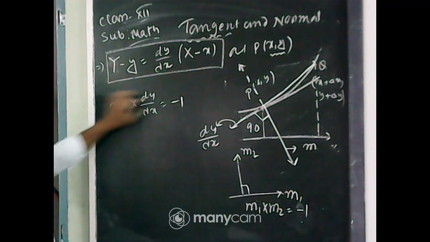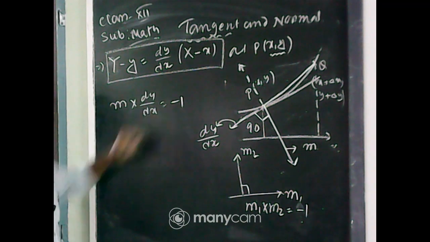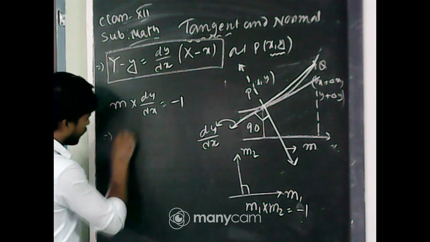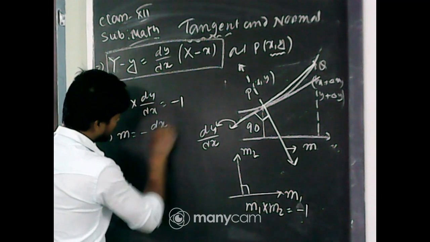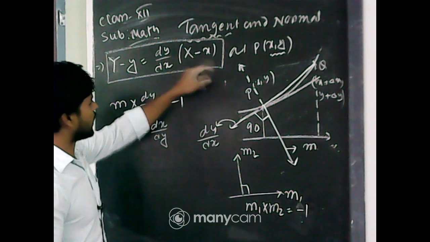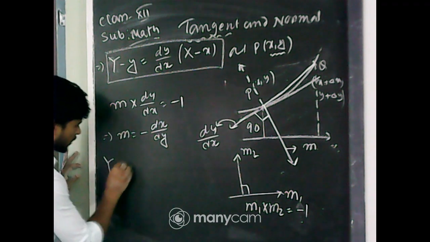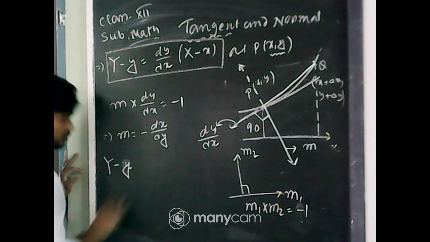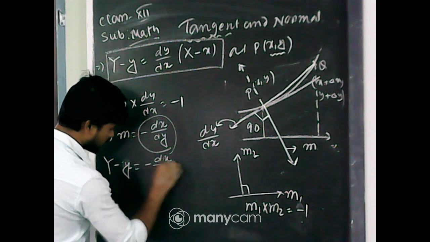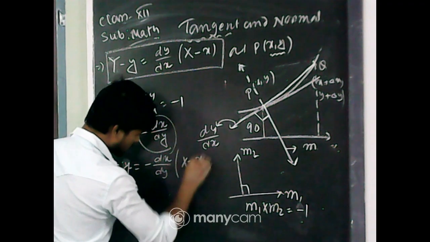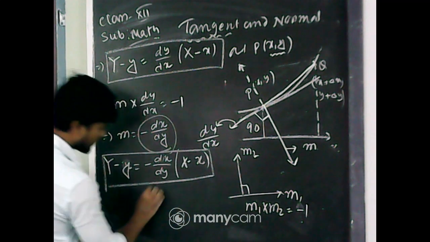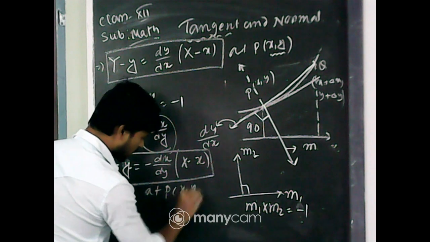Slope of normal into slope of tangent is equal to minus 1, because tangent and normal are perpendicular to each other. So from here the value of m will be minus dx/dy. Now find out the equation of normal at the point (x, y). So the formula is y minus y1 is equal to m, which is minus dx/dy, into x minus x1. So this is the equation of normal at P whose coordinate is (x, y).